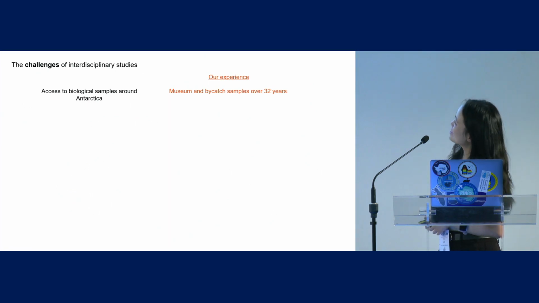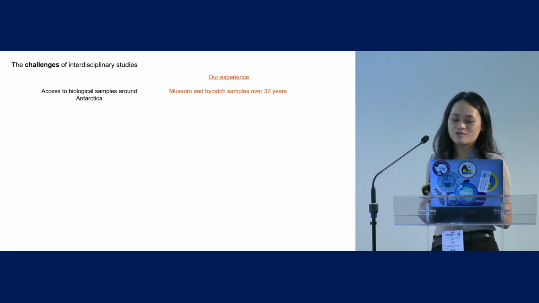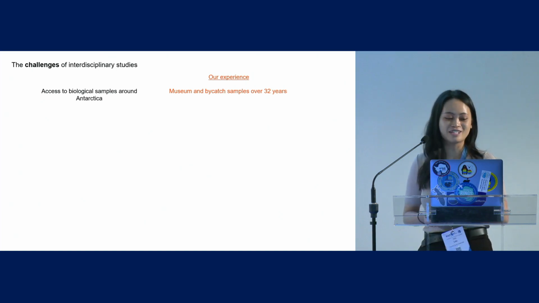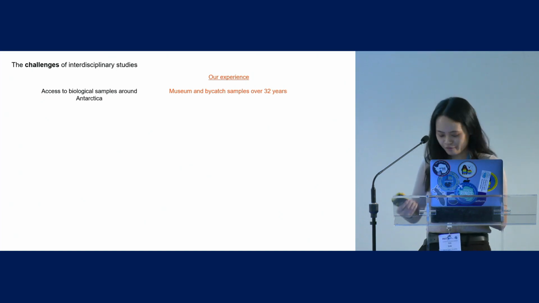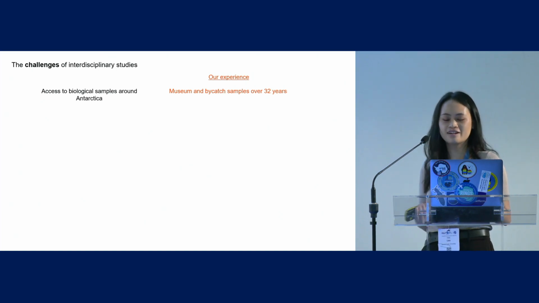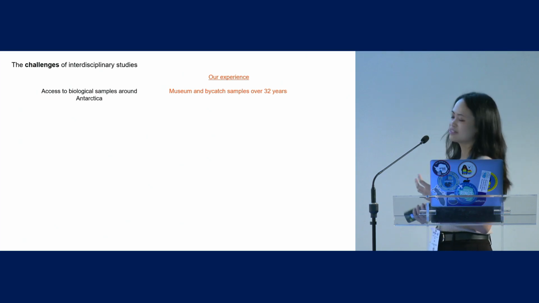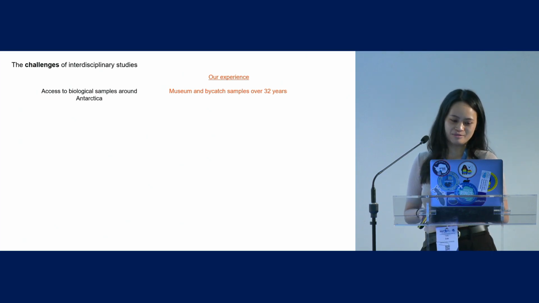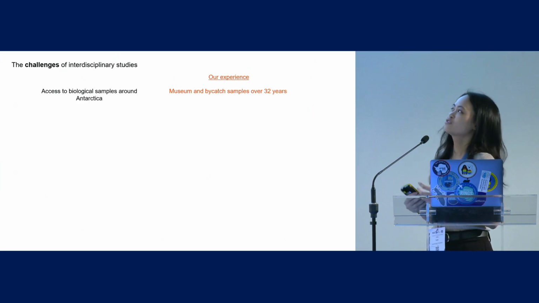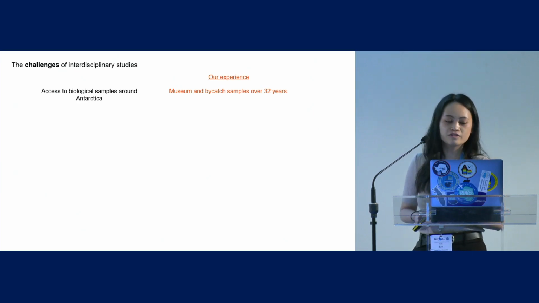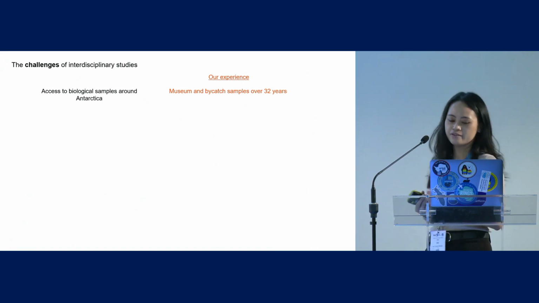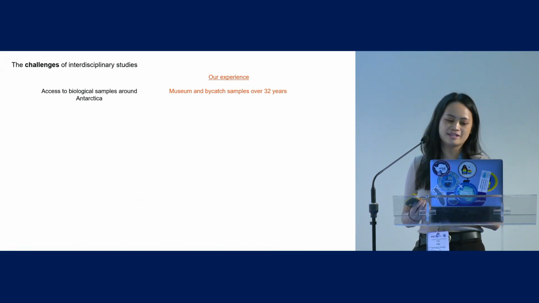And so in this interdisciplinary study, we came across a lot of challenges. I'd like to just briefly touch on that. It's really hard to get fieldwork access across the whole of Antarctica. It's an international effort. So we worked around it by using museum and bycatch samples curated over many people's careers over 32 years. This is not ideal because DNA breaks down over time, and we solved this problem by using a very new and very expensive genetic technology to put the DNA back together.